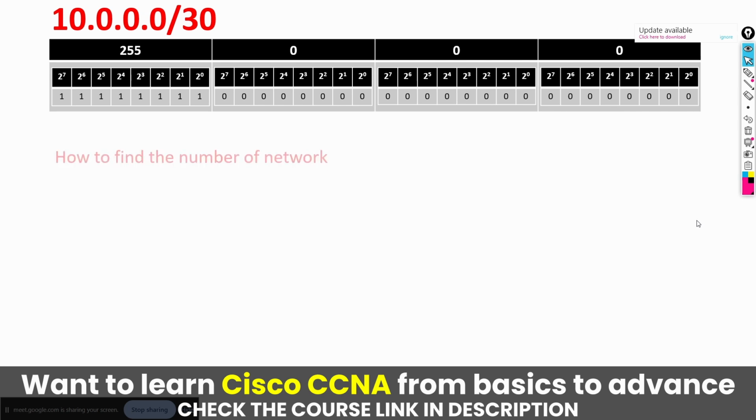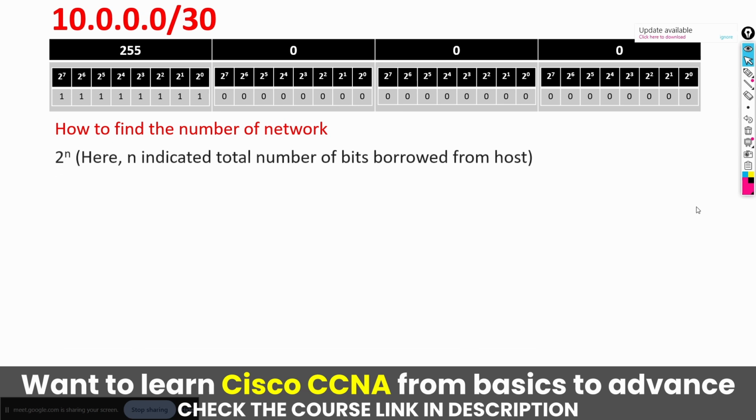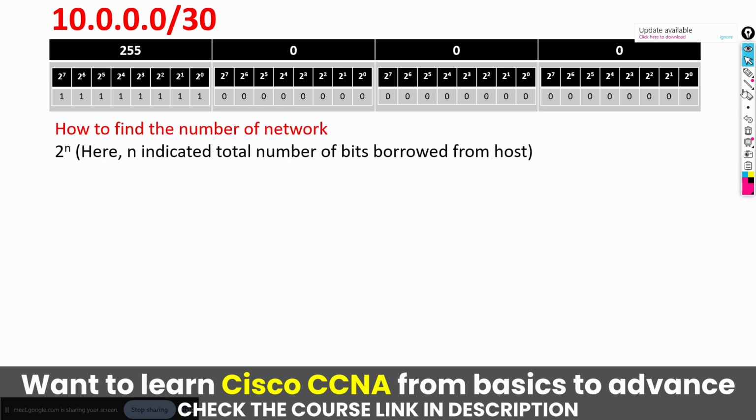Okay. Now next is how to find the number of networks. Tell me the formula. 2 to the power n, where n indicates the number of bits borrowed from the host. So how many bits have we borrowed from the host in total? 22. All this over here, right? 22 bits we have borrowed from the host. So according to the formula, 2 to the power 22.